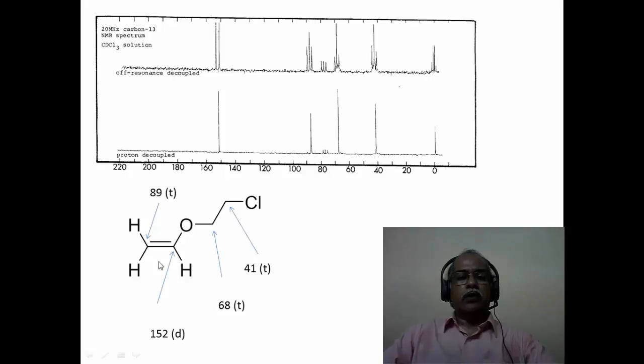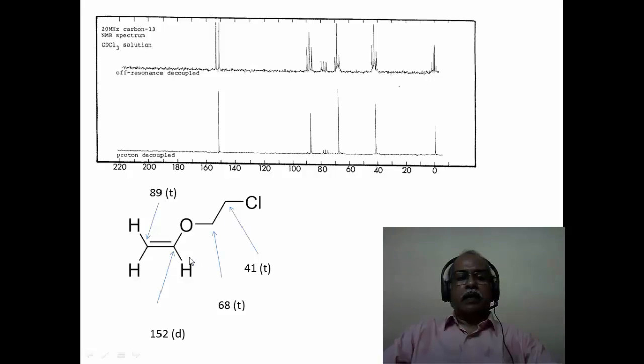Now in the carbon-13 one should see two olefinic carbons, of which one of the olefinic carbons should be at a much lower delta value, because if you delocalize the oxygen lone pair onto the double bond, this particular carbon will be electron rich in nature. This is a vinyl ether. So the electron rich carbon is going to be highly shielded, and that comes around 89 ppm or so, which is this peak here. And it's also clearly a triplet in the off resonance spectrum, indicating that there are two hydrogens attached to that particular carbon.